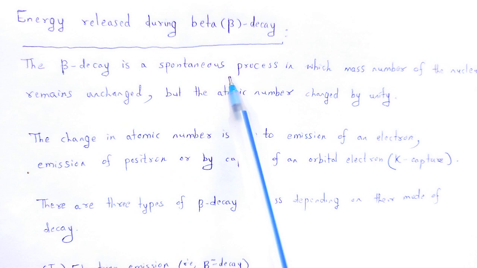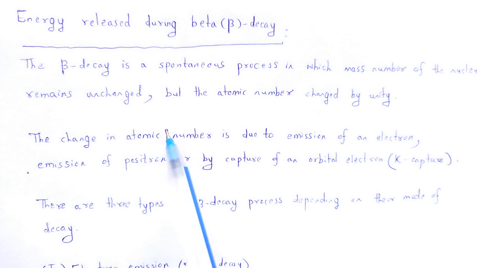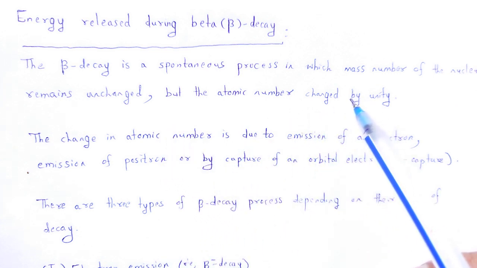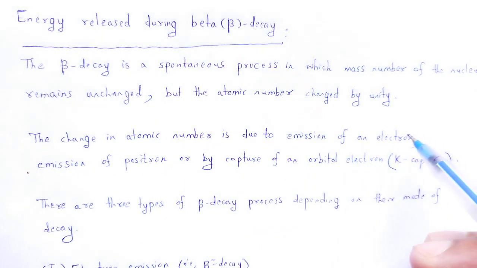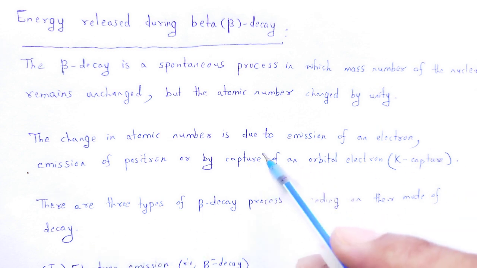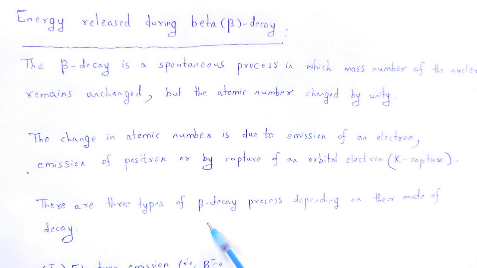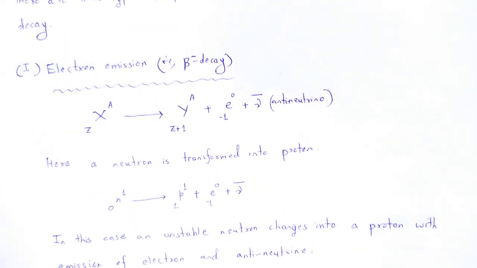Similarly, beta decay is a spontaneous process in which the mass number of the nucleus remains unchanged, but the atomic number changes by unity. The change in atomic number is due to the emission of an electron, emission of a positron, or capture of an orbital electron, which is called K capture. Due to this, beta decay has three types: beta plus decay, beta minus decay, and K capture. In each case, we discuss the amount of energy released.